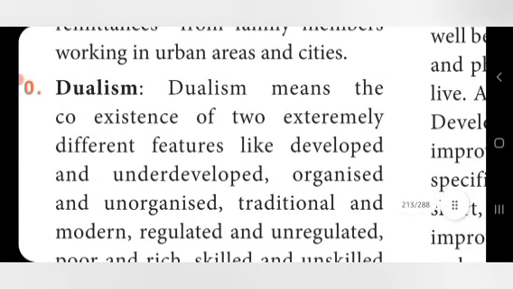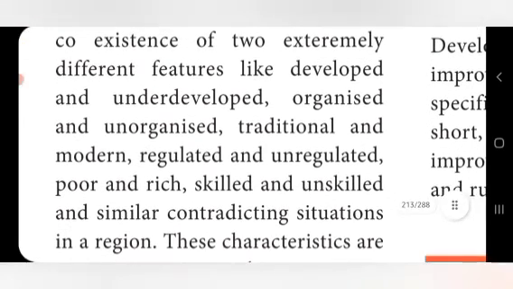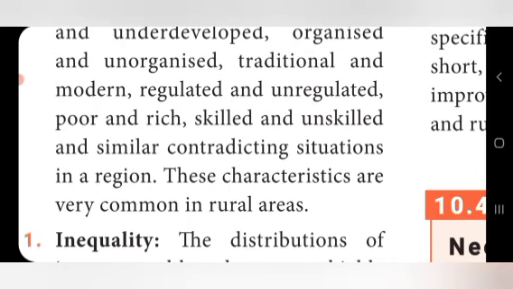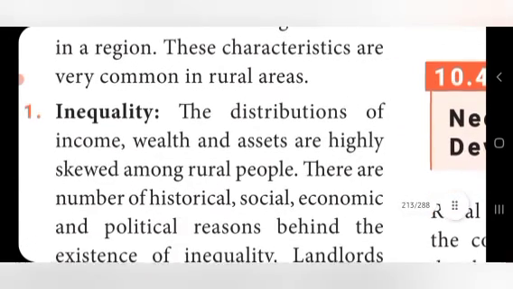Dualism. Dualism means the coexistence of two extremely different features like developed and underdeveloped, organized and unorganized, traditional and modern, regulated and unregulated, poor and rich, skilled and unskilled, and similar contrasting situations in a region. These characteristics are very common in rural areas. This imbalance is commonly seen in rural areas.